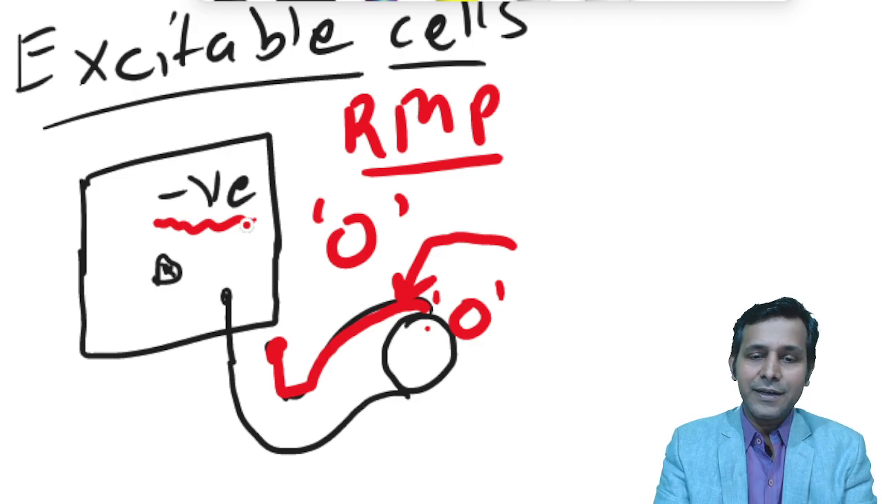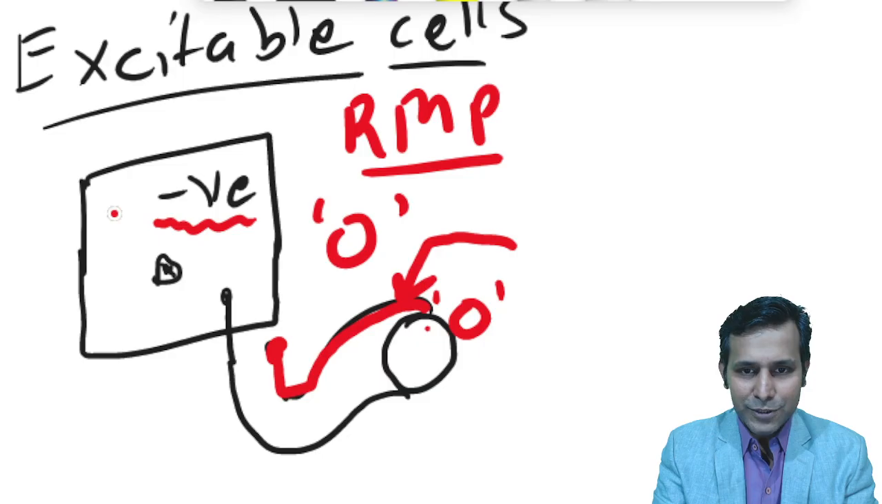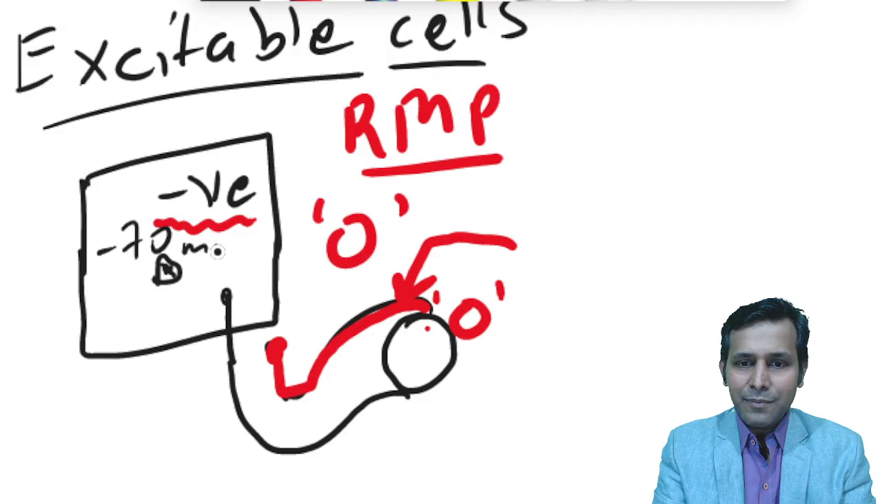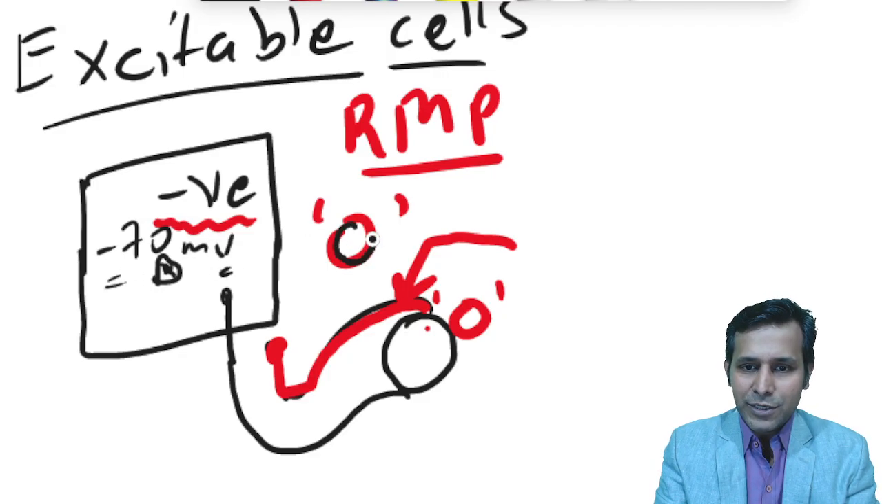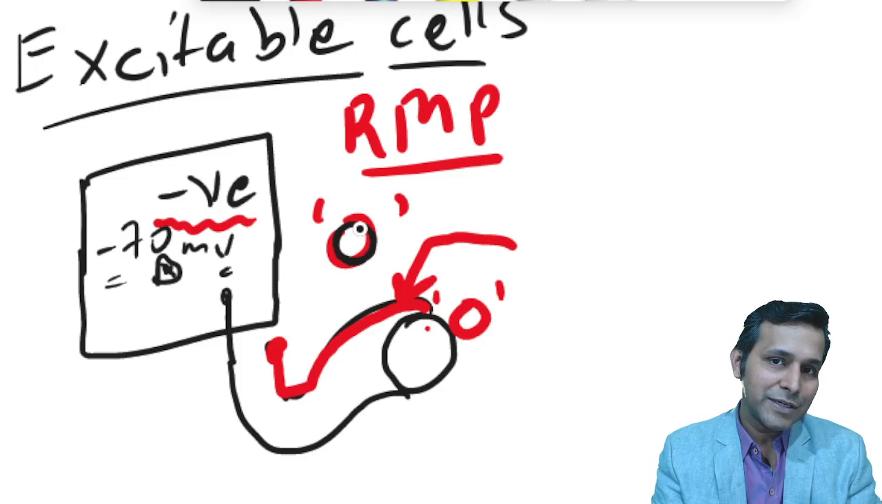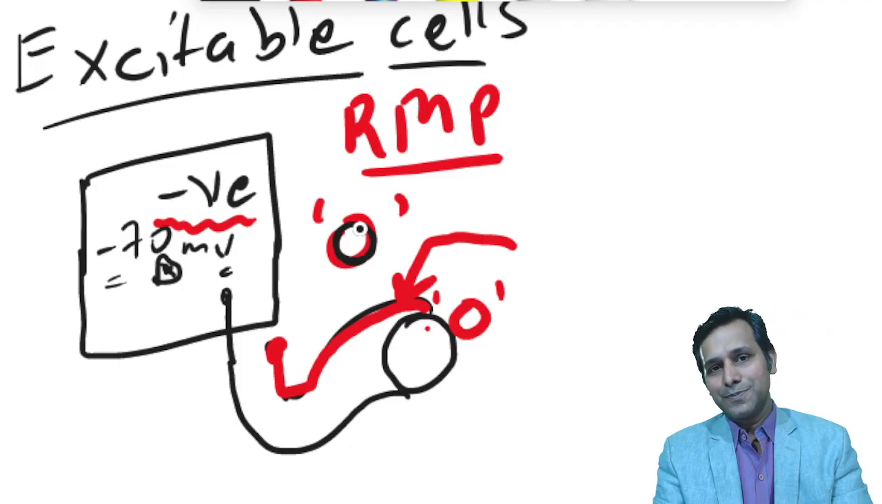So if I say that RMP is minus 70 millivolt, just an example, then this minus 70 millivolt is inside the membrane, and outside the membrane, the voltage is 0. In this way, we have to consider resting membrane potential.